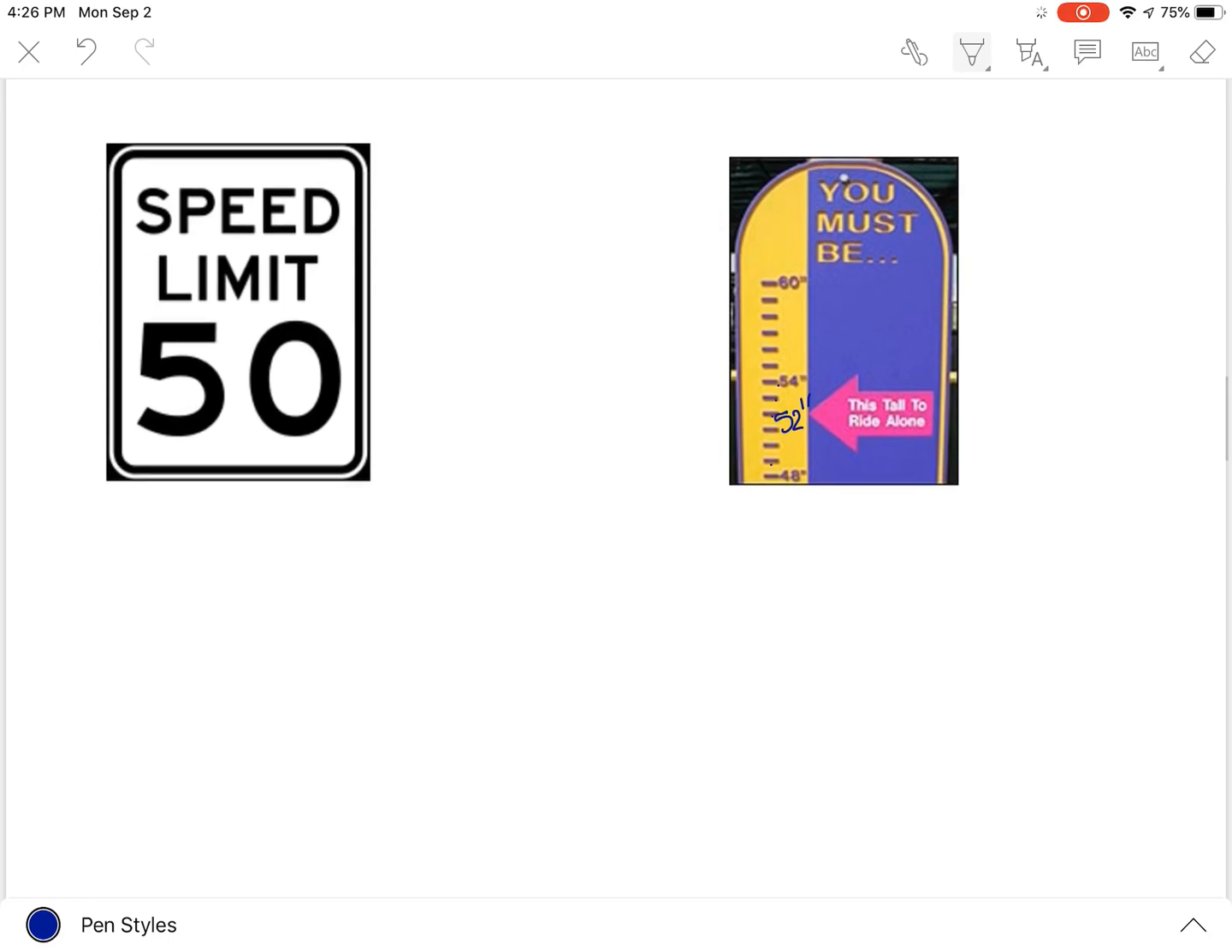Let's look at a couple real-life examples. So when you are driving, if you see a speed limit sign, your speed x has to be less than 50, but it could be equal to 50. So your speed is represented by x is less than or equal to 50. We could also flip this around and say 50 is greater than or equal to your speed x. These mean the same thing, they are just flipped around.